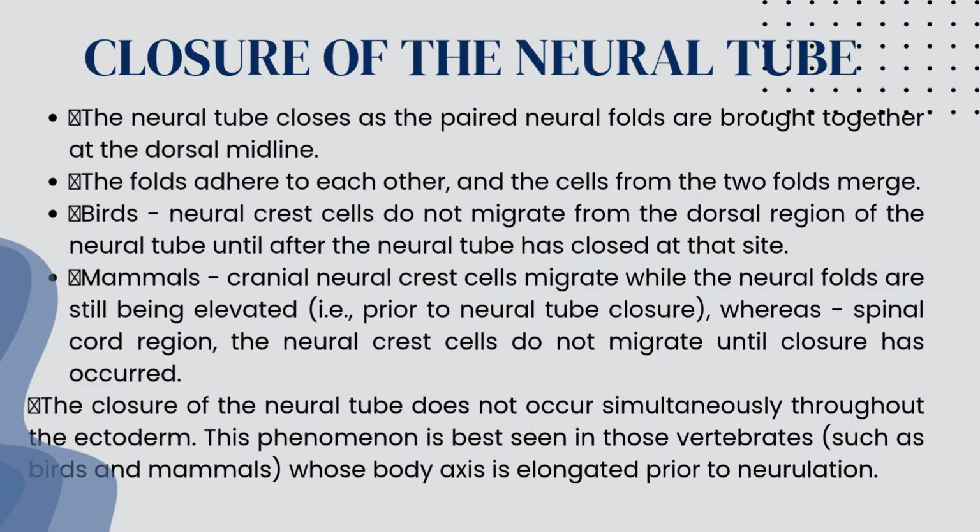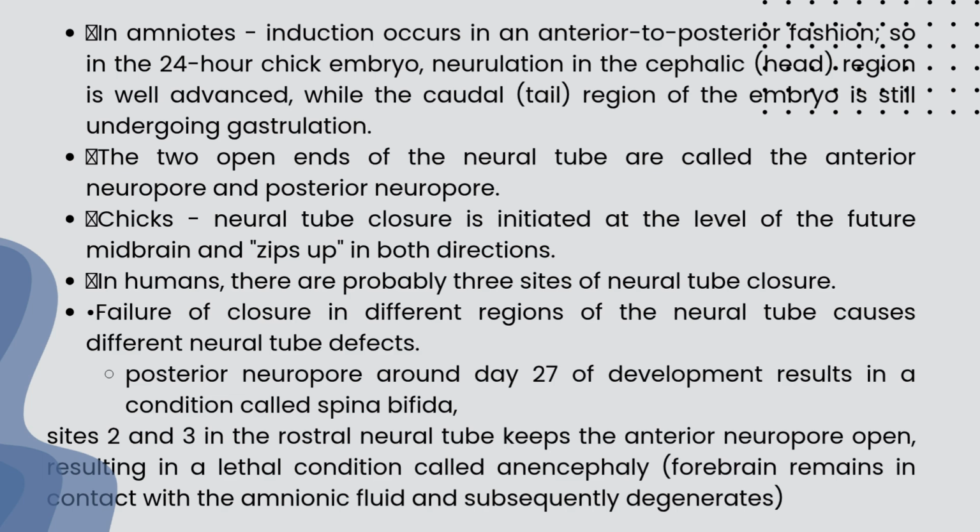The closure of the neural tube does not occur simultaneously throughout the ectoderm. This phenomenon is best seen in vertebrates such as birds and mammals, whose body axis is elongated prior to the neural tube closure. In the chick embryo, neurulation in the cephalic, that is head, region is well advanced, while the caudal region of the embryo is still undergoing gastrulation. The two open ends of the neural tube are called the anterior neuropore and the posterior neuropore. Chick neural tube closure is initiated at the level of the future midbrain and zips up in both directions.